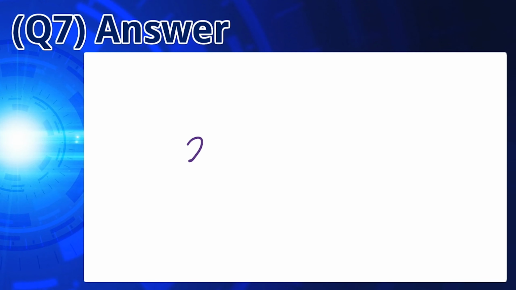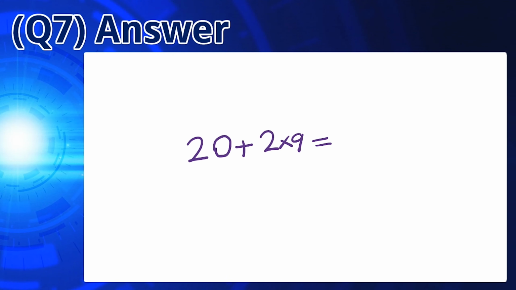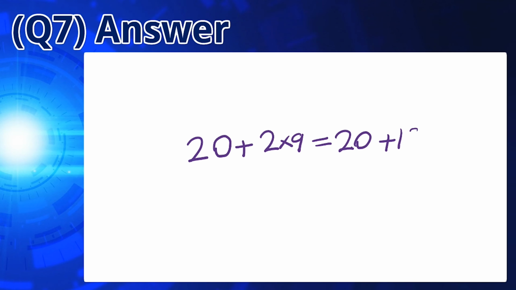The first number is 20, and there are 9 numbers to go from 20 to the 10th number. So 2 times 9, which is 18. So our final answer will be 20 plus 18, which is 38. This means the answer is E.